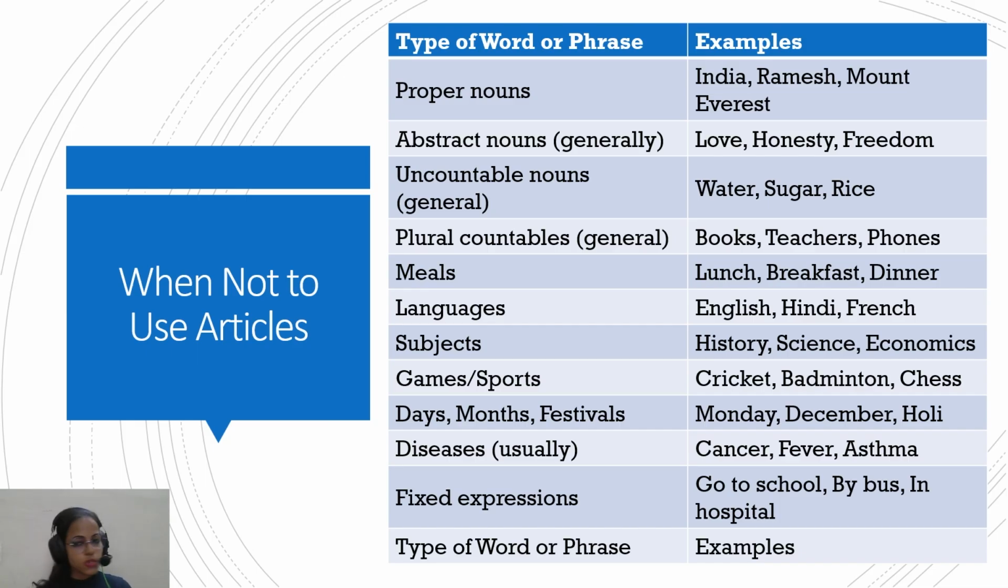Plural countables. Articles are used for singular, so books, teachers, phones, the books again do not make sense. Meals: lunch, breakfast, dinner. We do not use an article before these meals. It's not that we don't use articles before the word lunch, before the word breakfast, and before the word dinner. I'm not saying you can't talk about things after lunch. That's not what I'm saying.